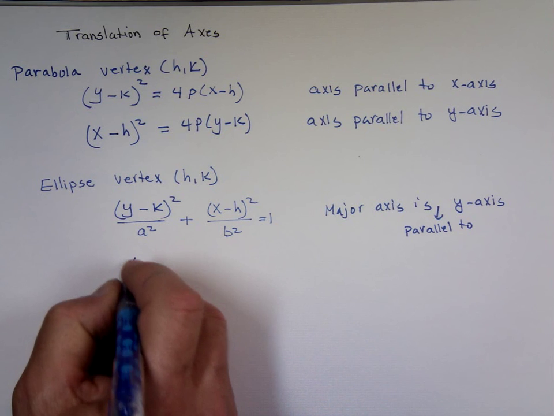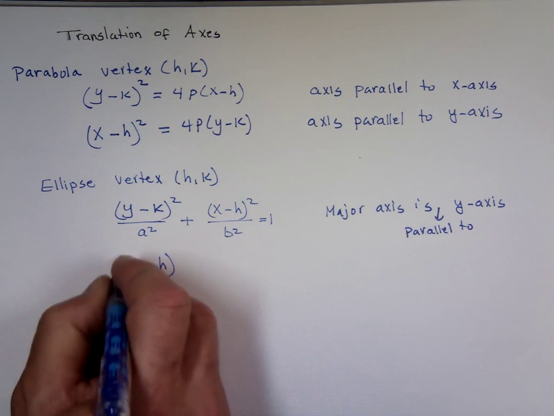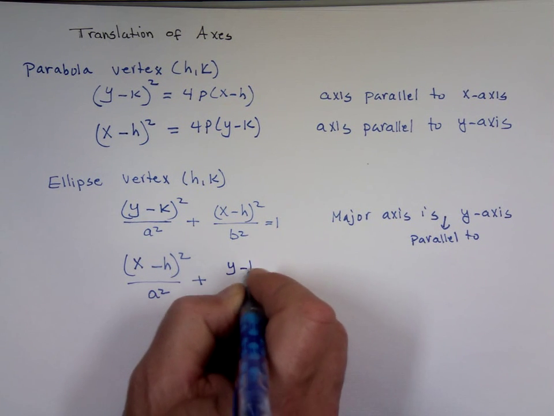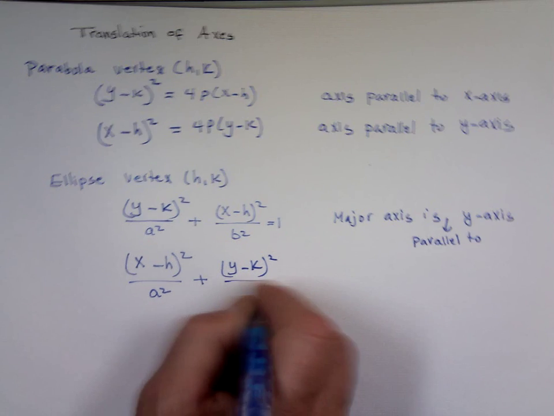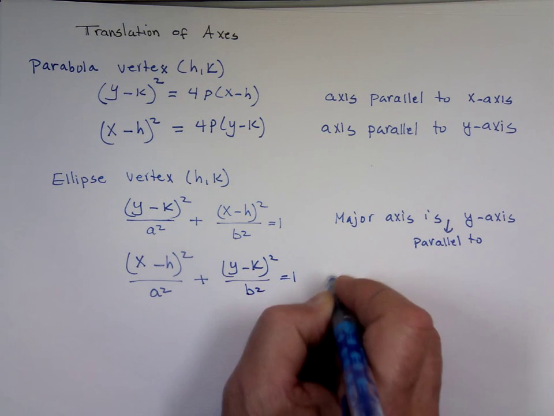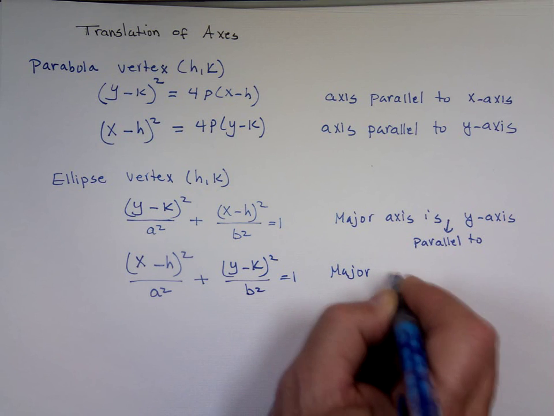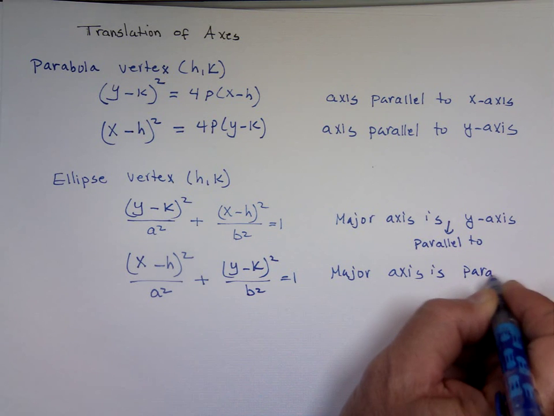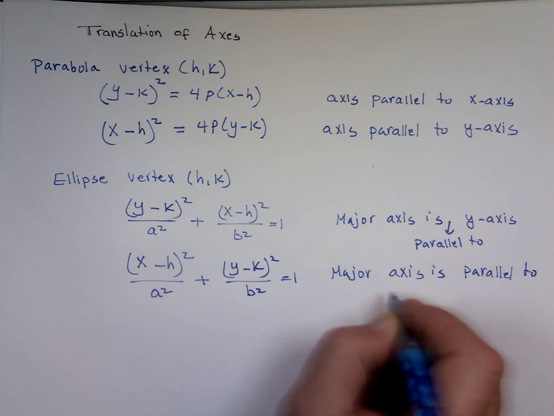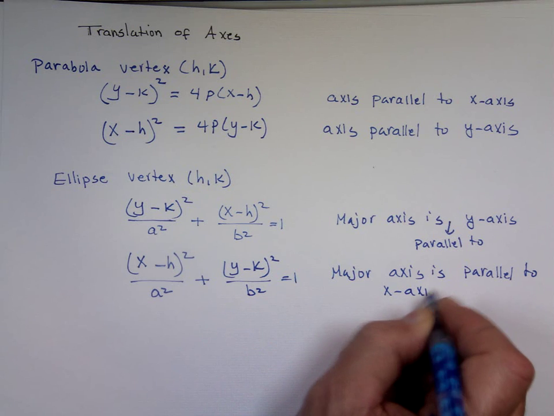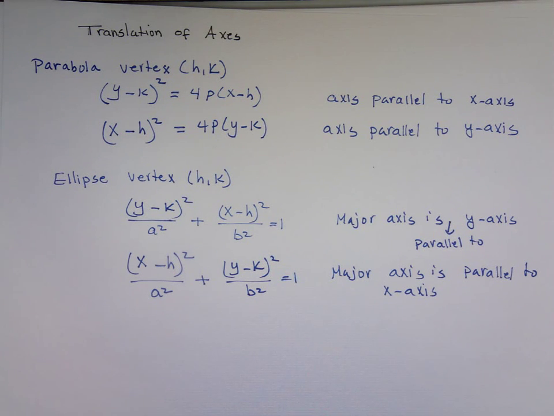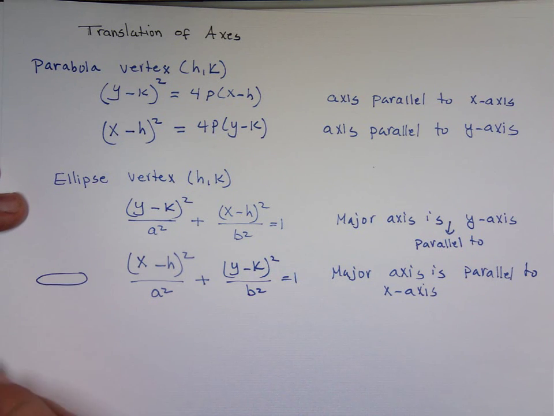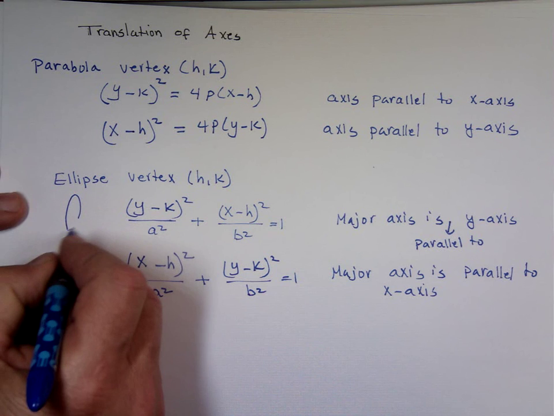And if it was x, it would be (x minus h) squared over a squared plus (y minus k) squared over b squared is equal to 1. The major axis here will be parallel to what? Parallel to the x-axis. In plain English, the graph for this one will look like this. The graph for this will look like that.